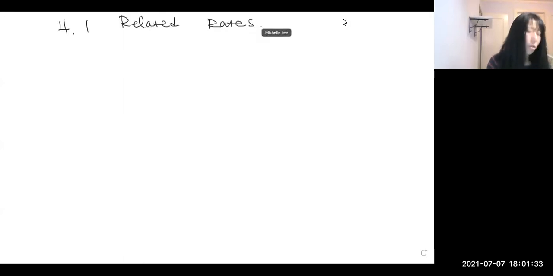Okay, so let us do 4.1, related rates. Okay, so this section is about rate of change, right? But then look at the title, related rates. So their rates are related to each other, okay? So they talk about related quantities.